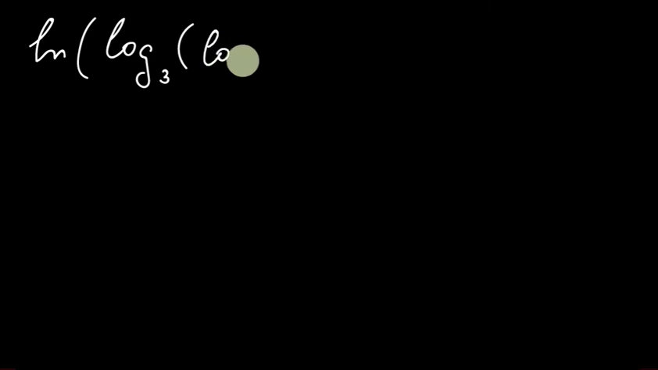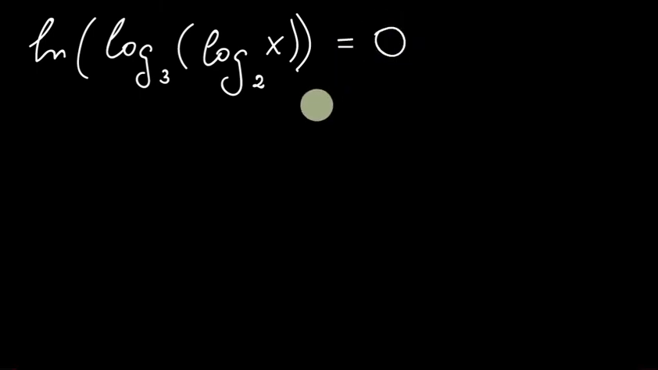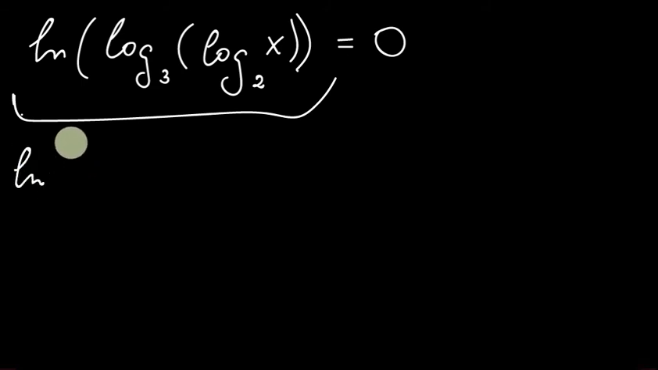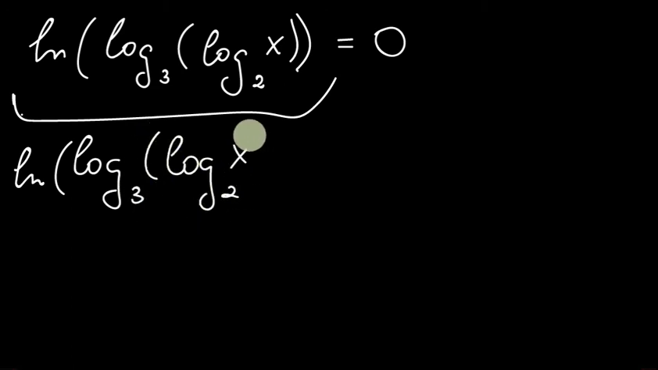Let's say we have the natural log of log base 3 of log base 2 of x, and all this is equal to 0. So now we need to consistently do the same thing as we did before. Okay, so let's write all this. Let's rewrite it. So natural log of log base 3 of log base 2 of x is equal to 0.